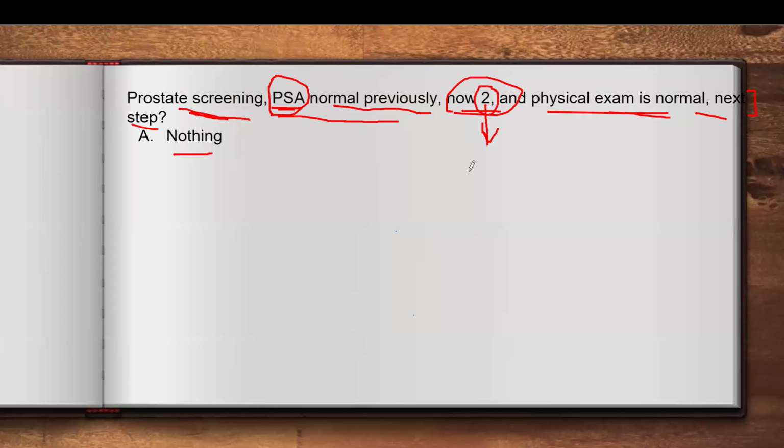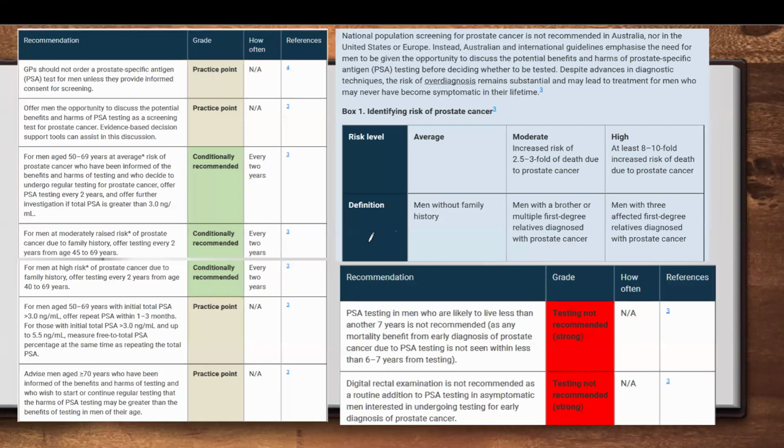All of this is written in the Red Book. These are the screenshots from there. You can see GPs should not order a PSA for men unless they provide informed consent. What is the reason? The reason is written over here: there is a risk of overdiagnosis and it may lead to treatment of men who may never become symptomatic in their lifetime.